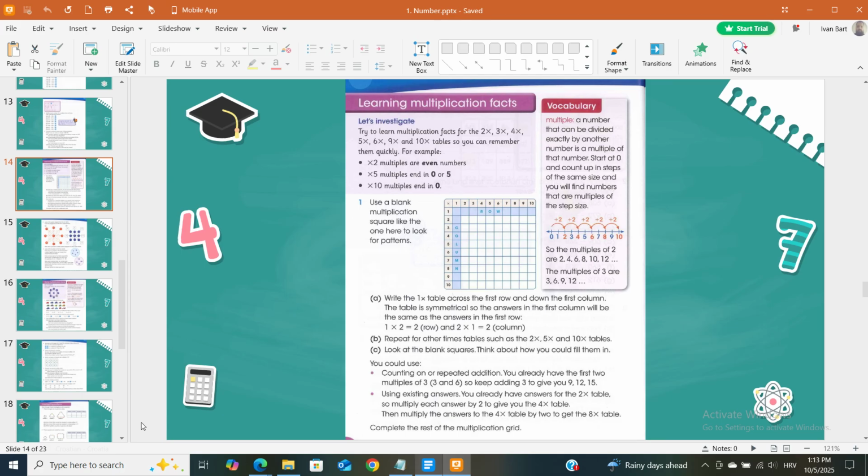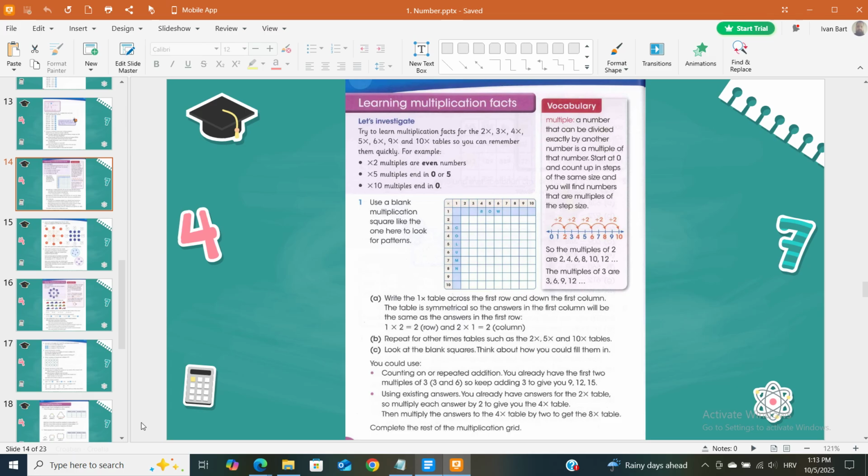C. Look at the blank squares. Think about how you could fill them in. You could use counting on or repeated addition. You already have the first 2 multiples of 3, 3 and 6. So keep adding 3 to give you 9, 12, 15. Using existing answers, you already have answers for the 2x table. So multiply each answer by 2 to give you the 4x table. Then multiply the answers to the 4x table by 2 to get the 8x table. Complete the rest of the multiplication grid.